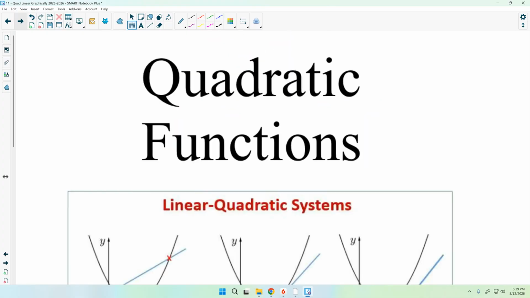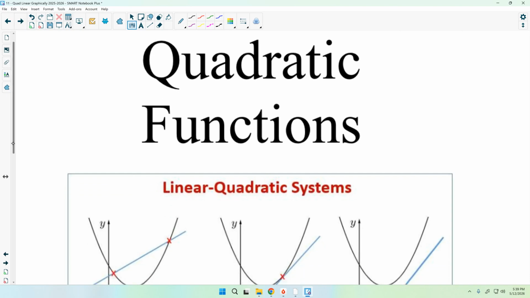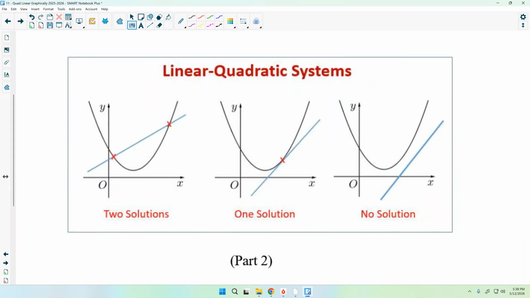Today we're going to start looking at what we call linear quadratic systems, or quadratic linear pairs. That means we're going to have on the same coordinate plane, or in the same system, both a quadratic and a linear function. There are 3 types of solutions we can have. You can have 2 solutions, meaning 2 points of intersection. 1 solution, and in that case we say the line is tangent to the parabola, or the quadratic, or we can have no solution at all.